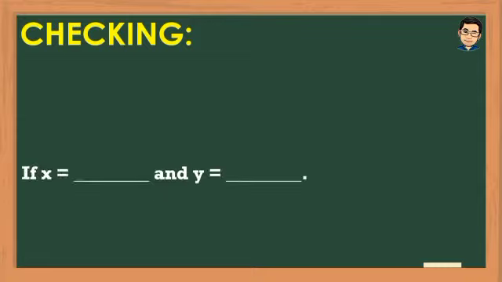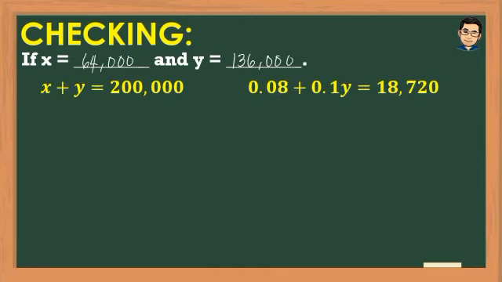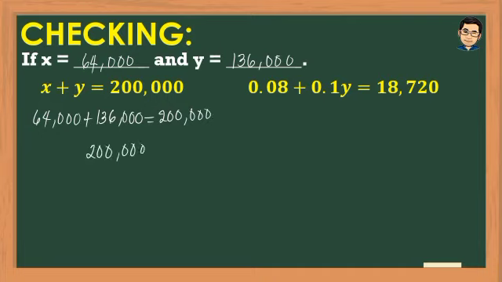So, let's check. So, yung x po natin dito is 64,000. And then yung y naman natin is 136,000. Yung ating equation, ayan. x plus y is equal to 200,000, yung first equation natin. So, 64,000 plus 136,000 equals 200,000. So, if we will add 64,000 and 136,000, that is equal to 200,000. So, first equation po natin, tama.